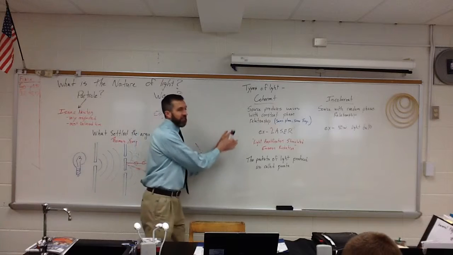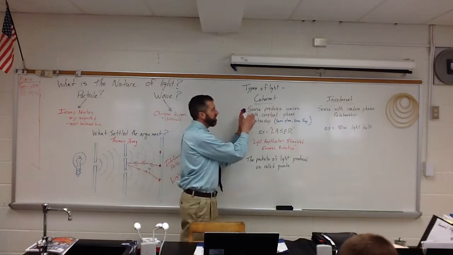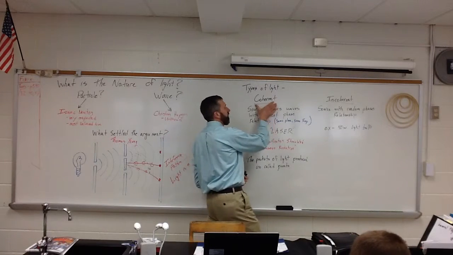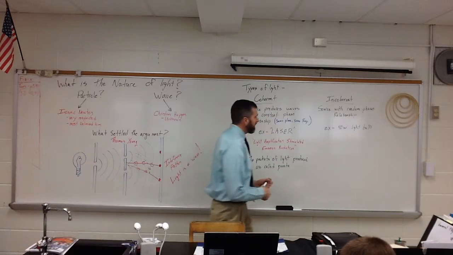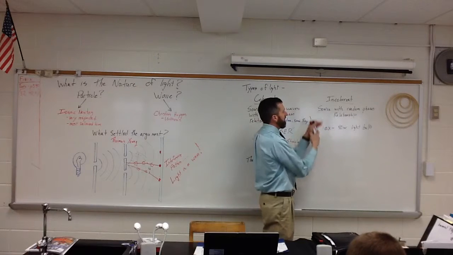When we talk about light, so now we've proven light's a wave. Great. Moving on. There are two categories that we need to talk about when you're talking about light. One is coherent and one is incoherent. Now, the incoherent one is the easiest one to understand. Let's focus on that for a second.